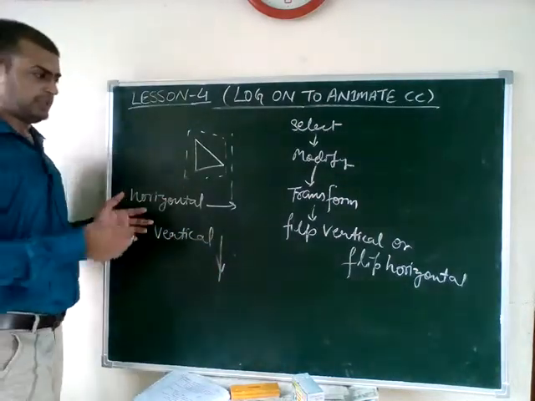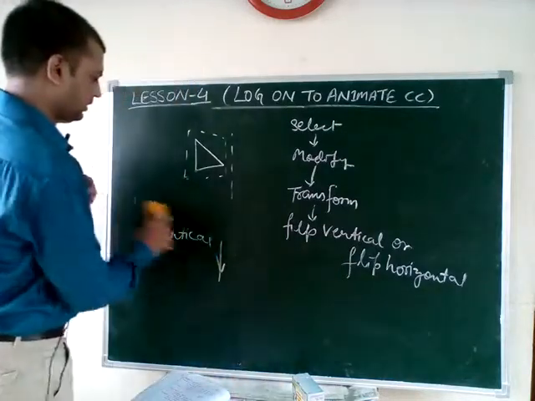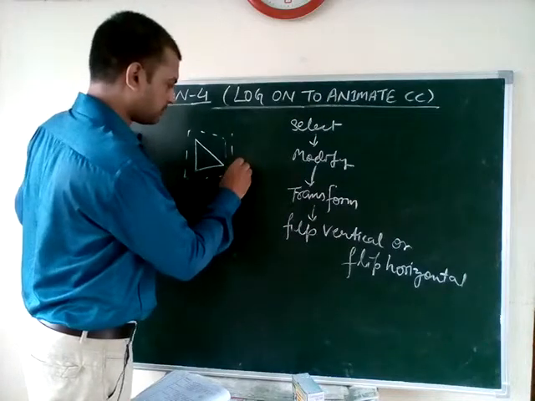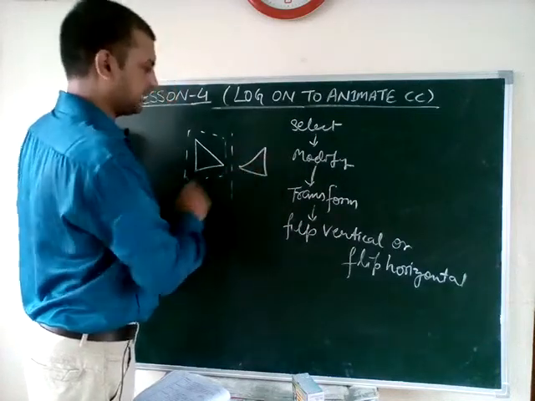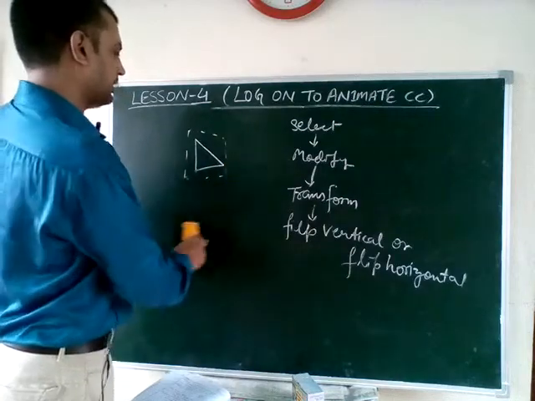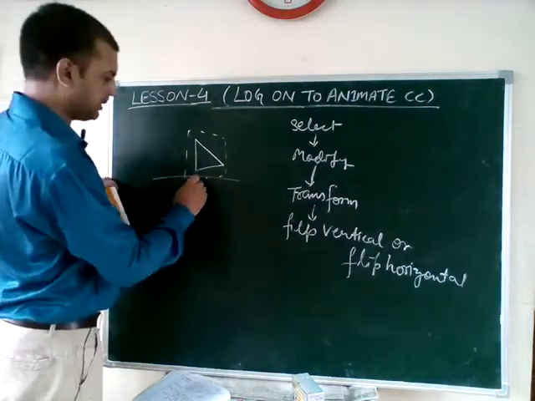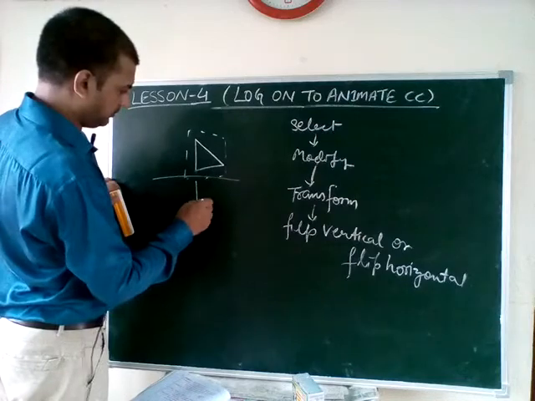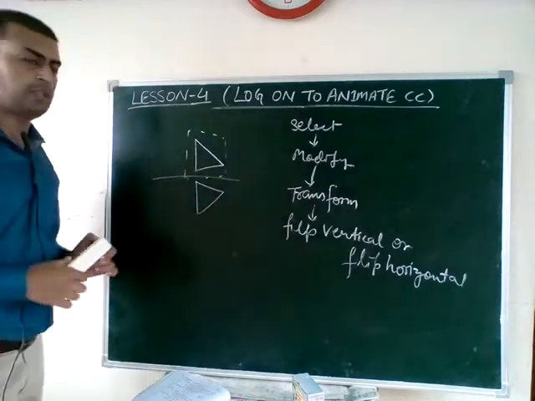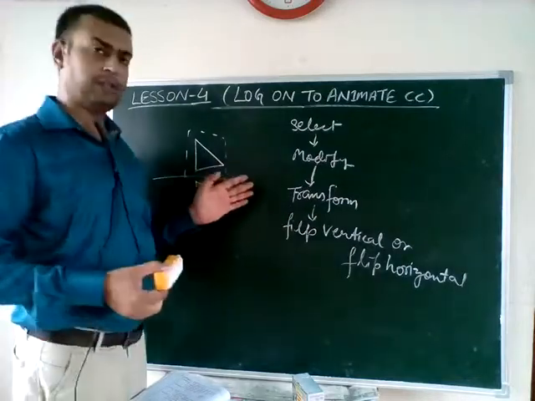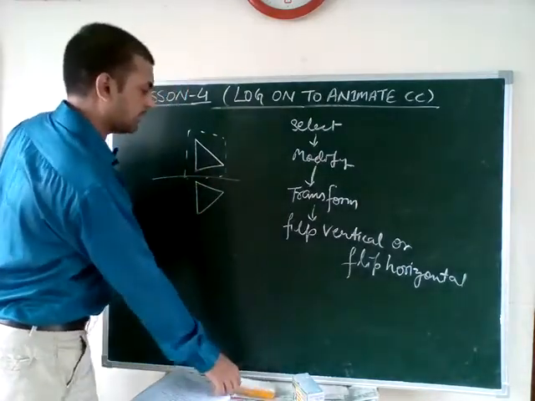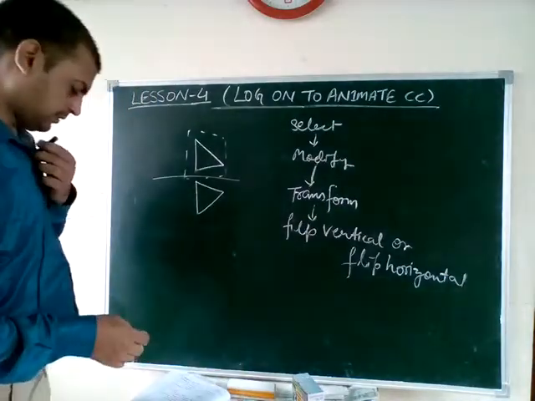So according to your need, if I want to flip it horizontally, then I will click Flip Horizontal, and I will get the photo like this. If I click Flip Vertical, then I will not get my photo here, I will get my photo like this. So this is the way by which we can flip the object. Flipping means creating a mirror image of this photo.